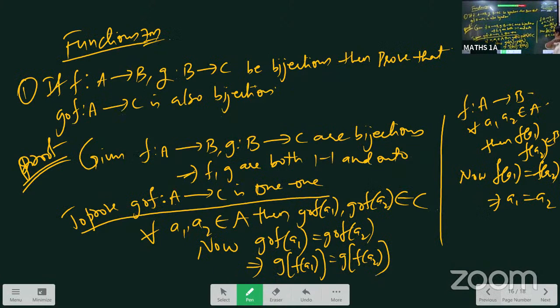So functions, this is your 7 mark most important. Given F mapping from A to B, G mapping from B to C are bijections. F and G both 1-1 and onto. To prove G circle F from A to C is 1-1: for every A1, A2 belongs to A, the images G circle F of A1, G circle F of A2 belong to C. Now you take the images are equal. G circle F of A1 equal to G circle F of A2. That is G of F of A1 equal to G of F of A2.